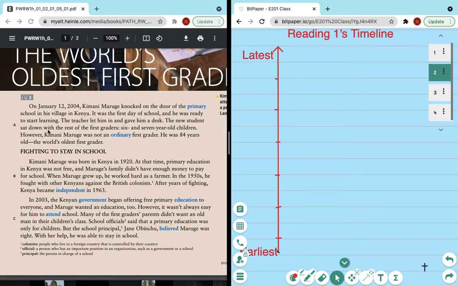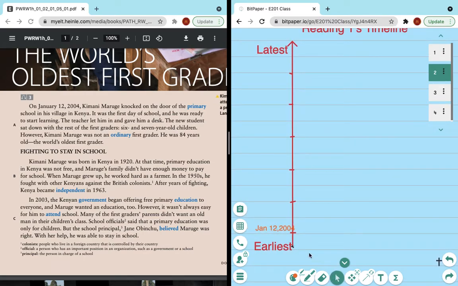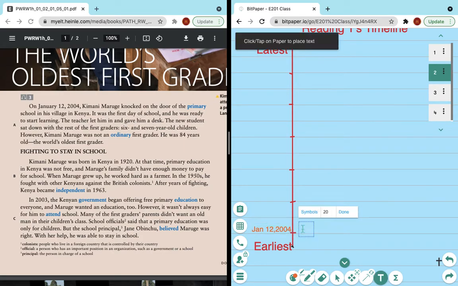We're going to start from paragraph A. The time is January 12, 2004. What did he do in 2004? Let's see. What did he do at this point in time? Kimani Maruge knocked on the door of the primary school in his village in Kenya. It was the first day of school, right? He started his first day in school.